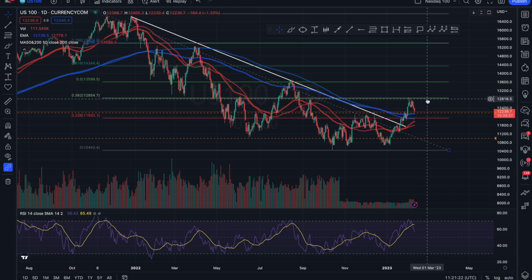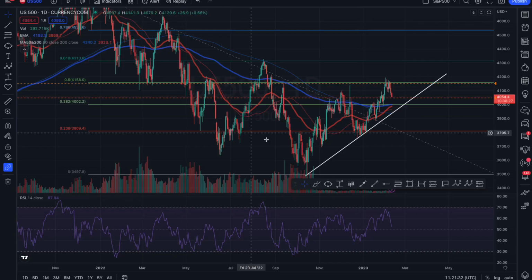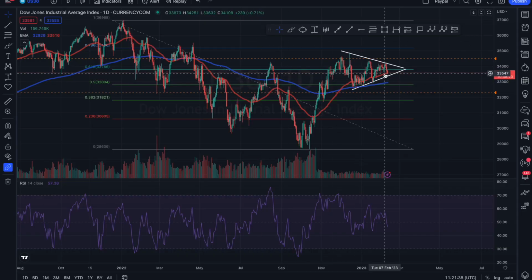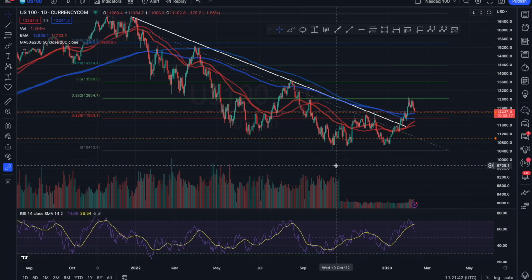And then eventually, I do fully anticipate for us to break above the 0.382 fib area to go up to 13,600, where the 0.5 fib area is. If I quickly draw your attention to the S&P 500 chart, we've already tested that 0.5 fib area. And then quickly, if I take you to the Dow Jones chart, we're trading all the way up at that 0.618 fib area.